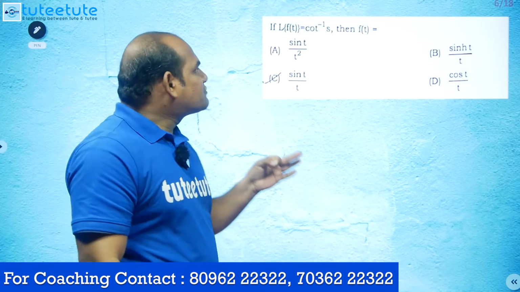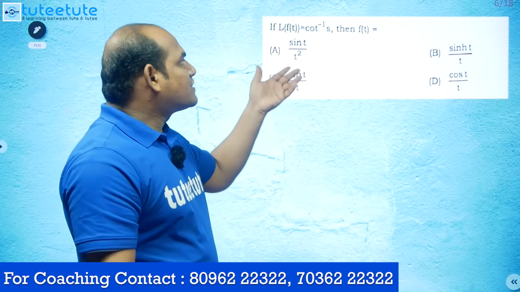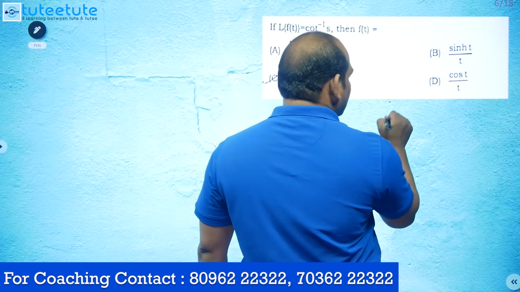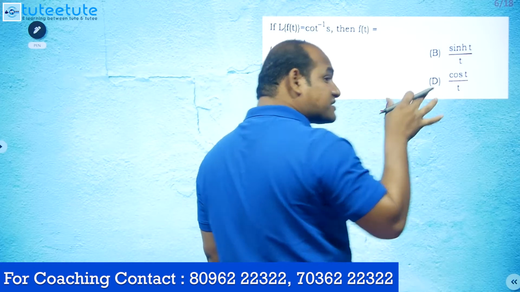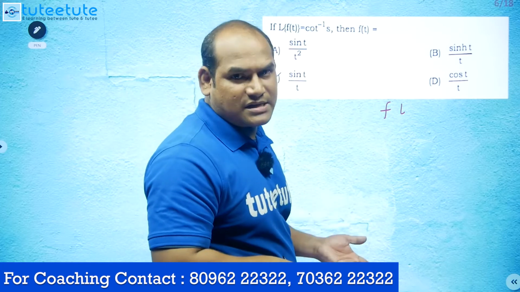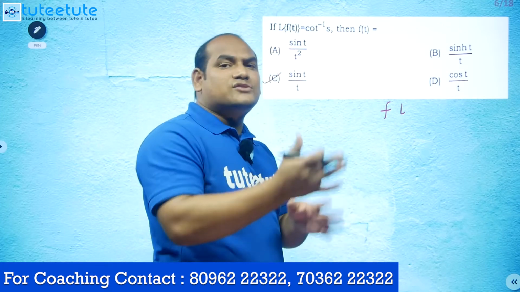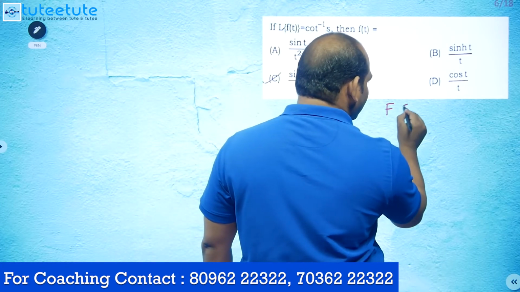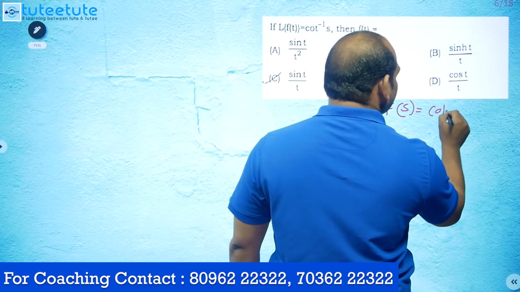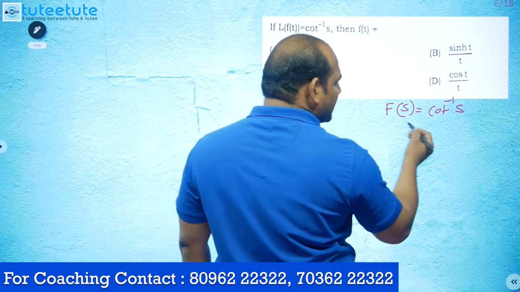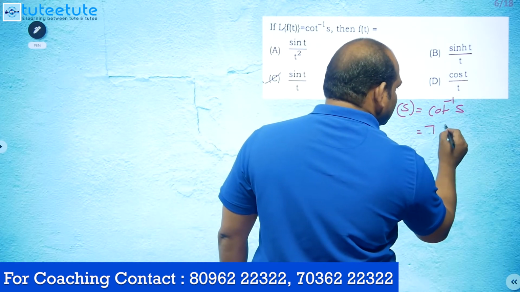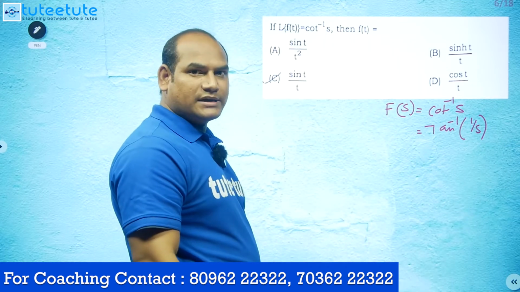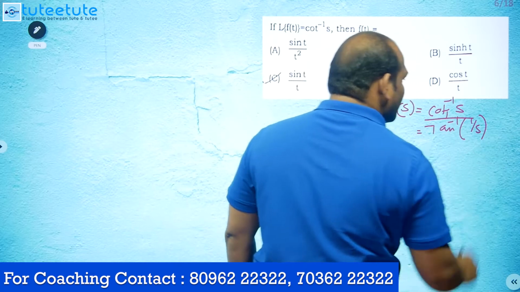Now, the Laplace transform of f of t is equal to cot inverse of s, then f of t? Here this can be solved in this manner. They have given the Laplace transform, and we have to calculate the inverse Laplace transform. That means the function was in the s domain, we have to calculate the time domain function. That is what they have given, that I am writing now. F of s is equal to cot inverse of s, and this can be written as tan inverse of 1 by s.